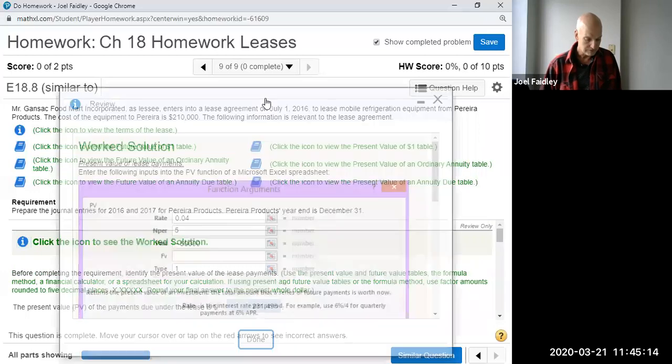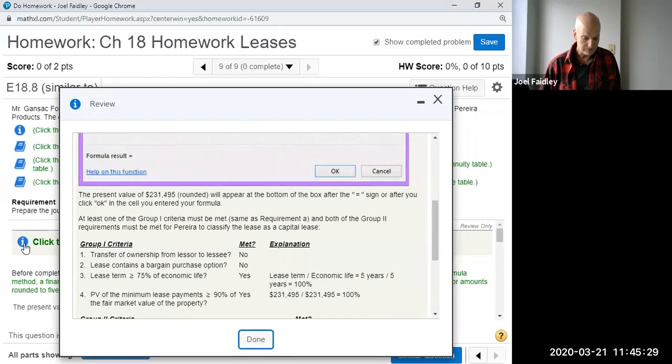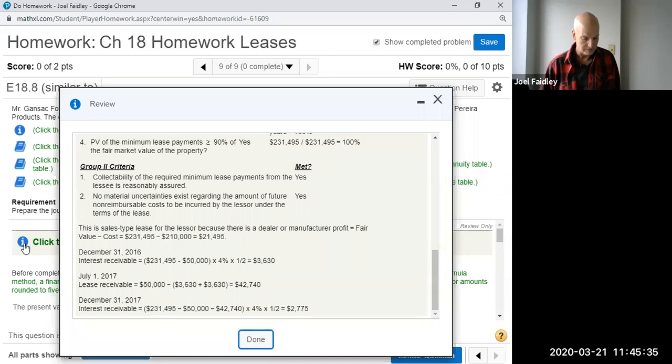If I can look at that solution. 231,495. Oh, we got to make sure we take out that 50,000 too, don't we? We paid up front. So in reality, it's not 5%, it's 4%. Sorry, it's 5 years, 4%. Still thinking about the old problem. 231,495, and I'm receiving cash day one, 50,000. So in essence, that's why you need to use T accounts. 231,495 minus 50,000 times 4% times half a year. It's only 6 months interest. Be careful there. 3,630.